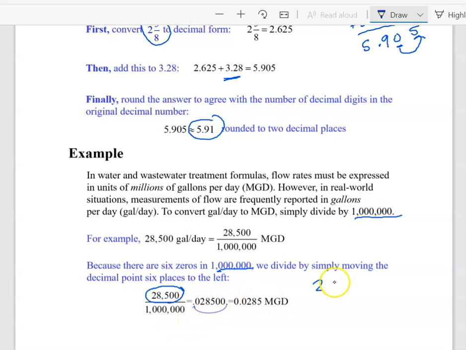And so right now we've got 28,500. If we wanted to, cheat, that would be 1, 2, 3, 4, 5. They said move it 6 times because we had 6 zeros, so we would have to put a 0 there to hold our spot. Now, you really don't need these 2 zeros on the end, and that's why they didn't include them there.